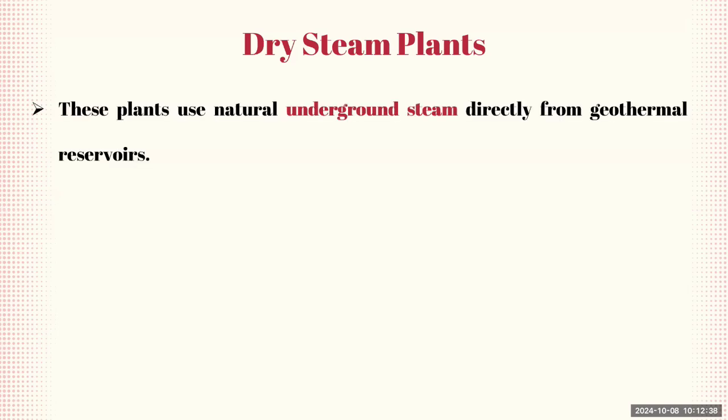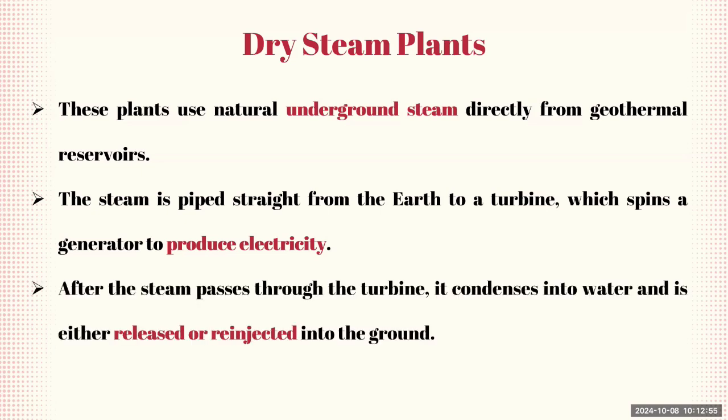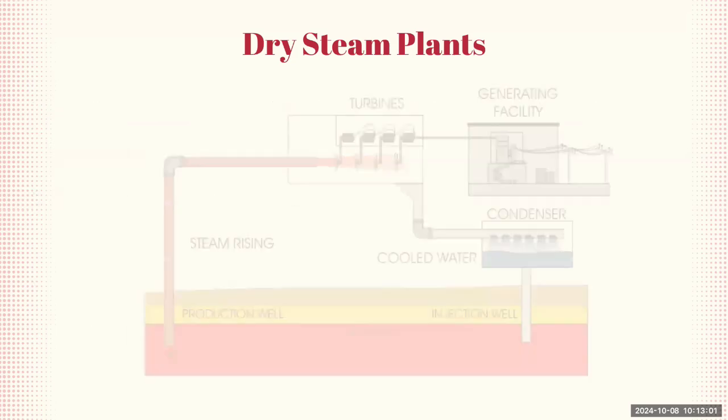So let's start with dry steam plants, the simplest and oldest type of geothermal power plant. These plants use natural underground steam directly from geothermal reservoirs. The steam is piped straight from the earth to a turbine, which spins a generator to produce electricity. After passing through the turbine, the steam condenses into water and it's either released or re-injected back into the ground. This process allows for continuous energy production from natural steam sources.